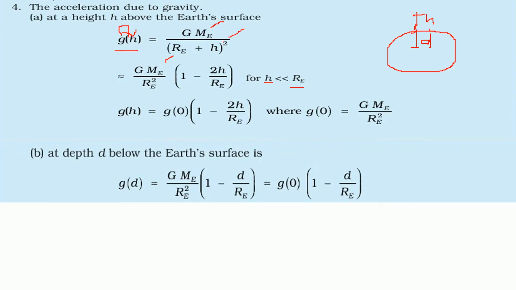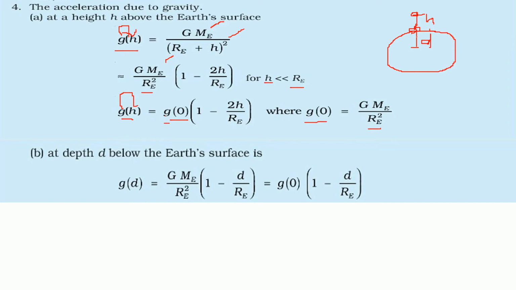So this equation becomes g = GMe/Re² × (1 − 2h/Re). So g(h) is equal to g0, which is a function of h at this point, and at this point, that is at 0, this will be equal to g0(1 − 2h/Re), where g0 is simply GMe/Re², because the height is 0.